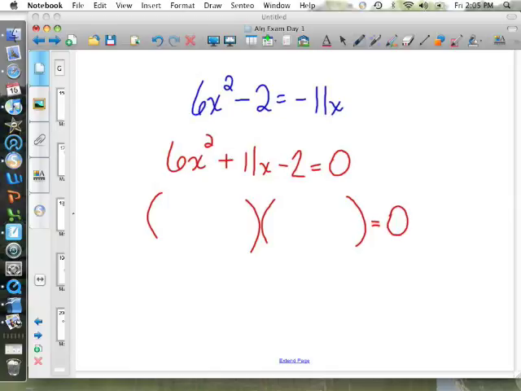We know that the first times the last, or excuse me, these two terms have to multiply to give us 2. So there are no other options than 2 times 1. We also know that the first times the first has to give us 6. So it's either 6 times 1 or 3 times 2. But I need a combination so that when I put my outer and inner terms together, I subtract to get 11x. And if I put them this way, this gives me 12x. This gives me 1x, and 12 minus 1 is 11x.